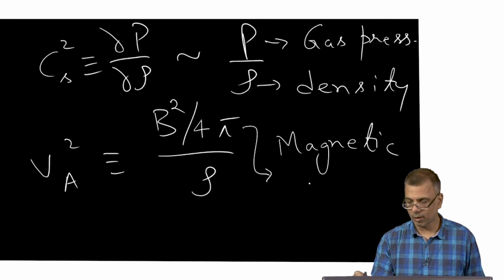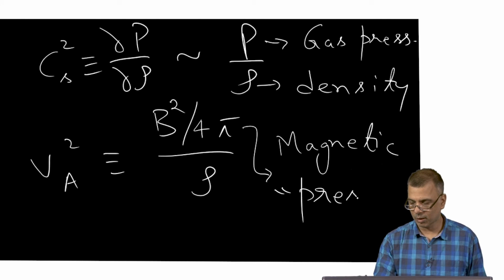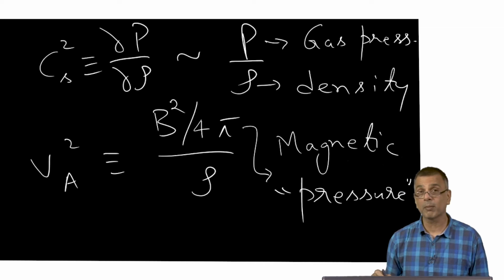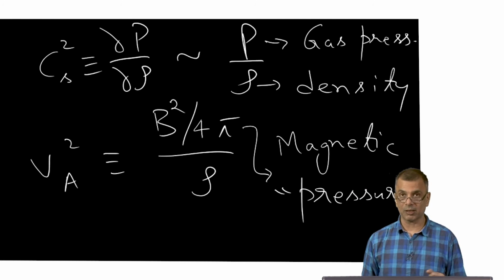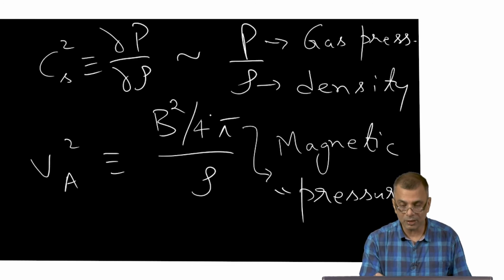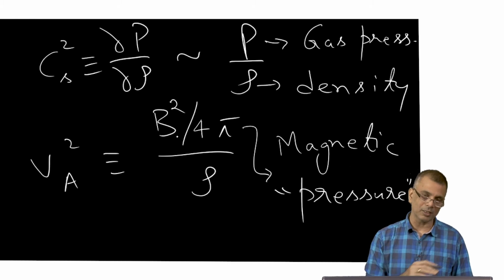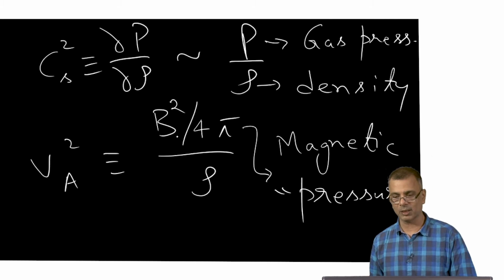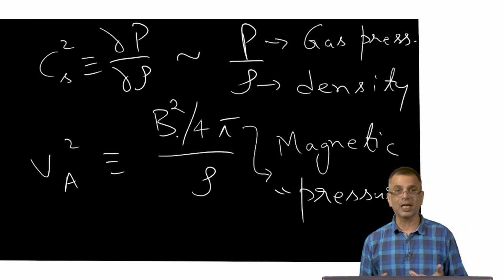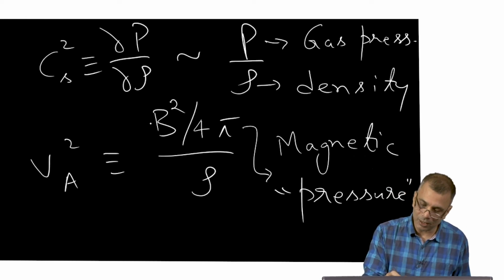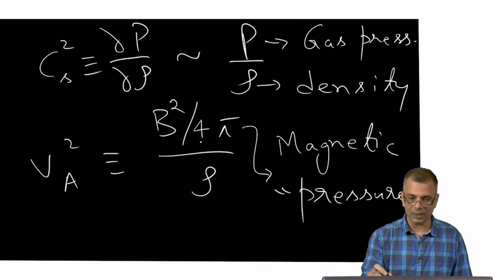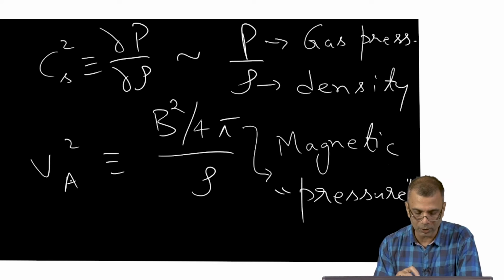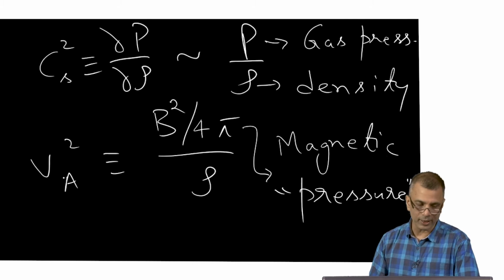magnetic pressure. In what sense is this the magnetic pressure? If you remember, we wrote down the magnetic stress tensor, and this would be the diagonal term in the magnetic stress tensor. And you know that in any kind of pressure, the diagonal term is interpreted as the scalar pressure. So in that sense, this can be interpreted as the magnetic pressure. So the expressions for the Alfvén speed and the sound speed look quite identical, except there are important differences.